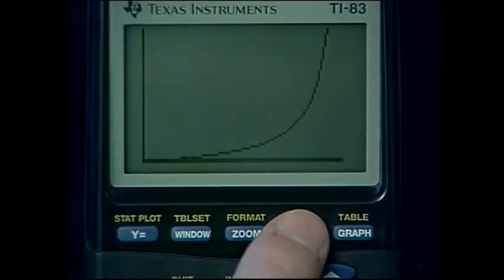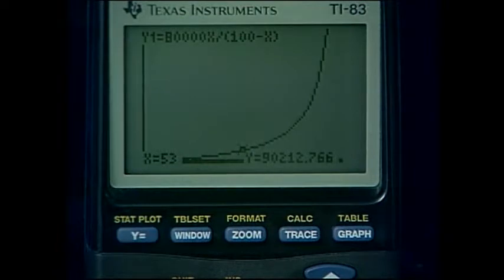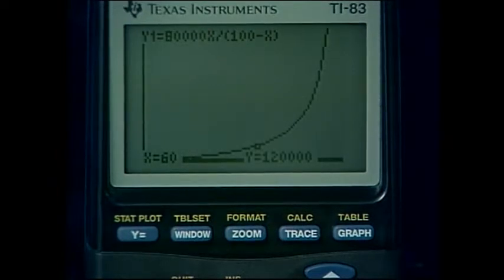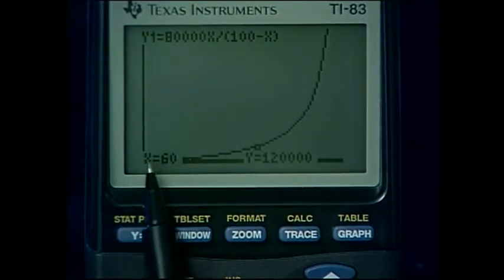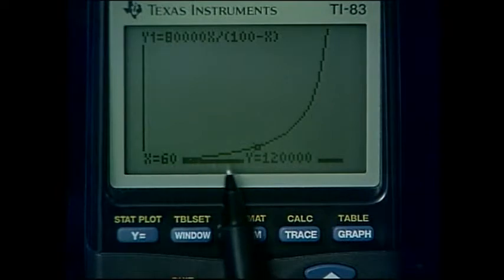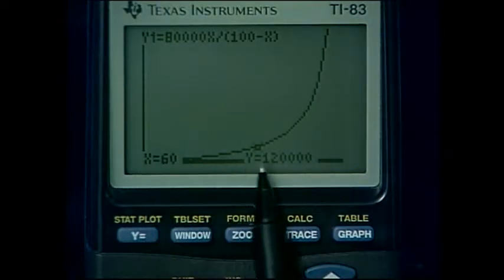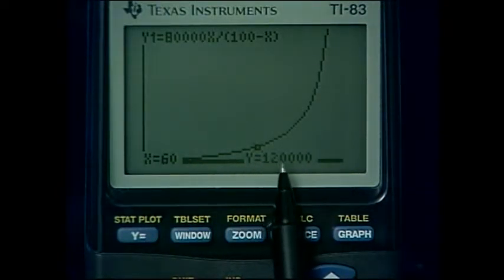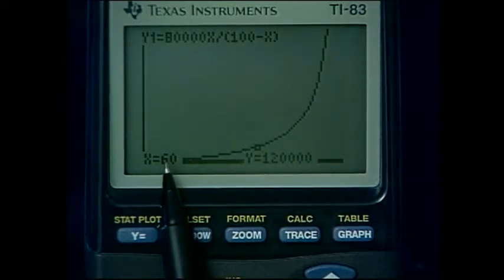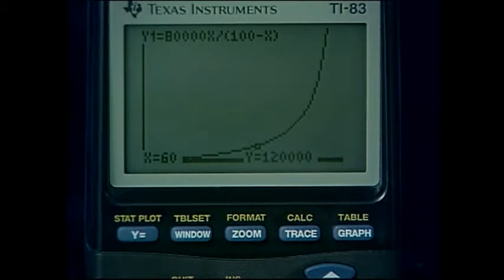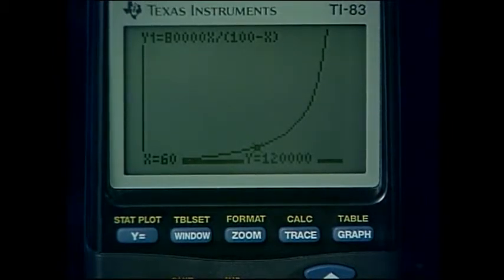Now I'll press trace, and let's understand what the x and y components mean. I want to make sure we understand that before we get into our problem. An x of 60 means that we're removing 60% of the pollutants, and a y of 120,000 means that it costs $120,000 to remove 60% of the pollutants. All right, let's propose a problem.